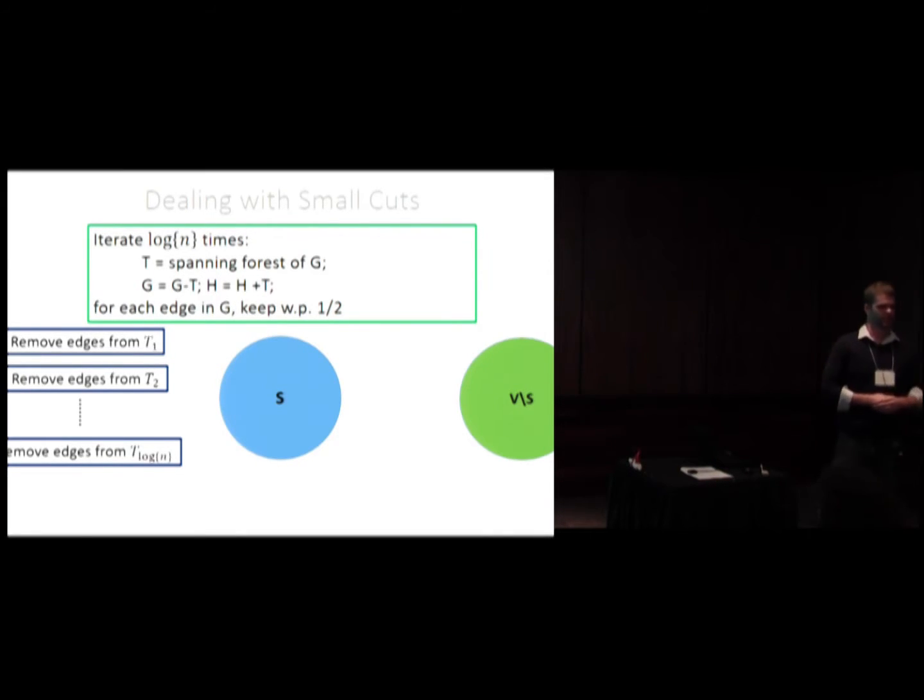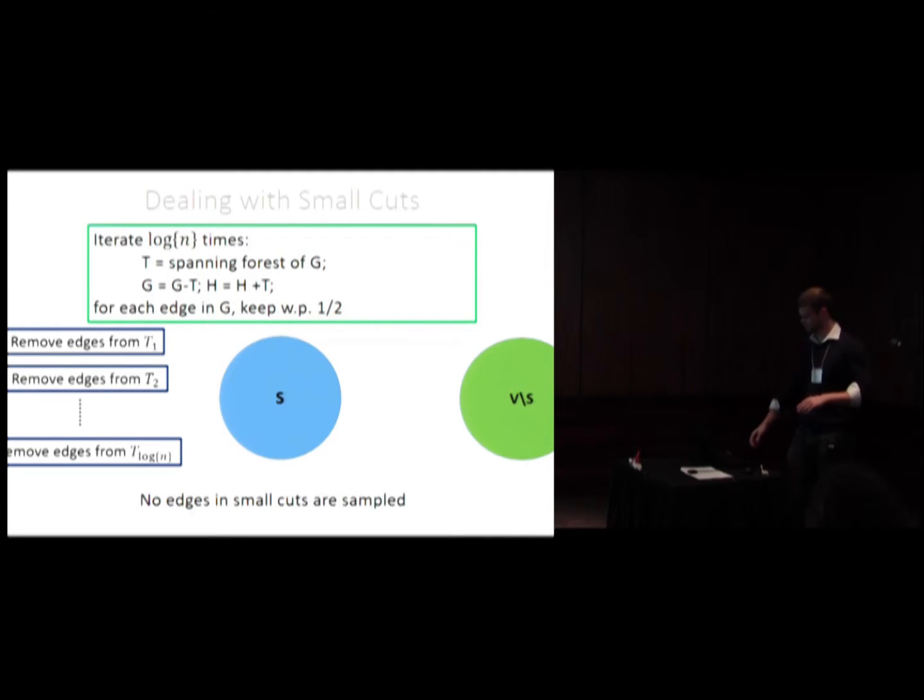So what does this imply? No edges in a small cut are sampled. So we don't have to worry about variance being bad. We're not sampling anything. Every cut that's small, we're just keeping all the edges with probability 1. So this gives the full static routine for reducing basically the number of edges in half.